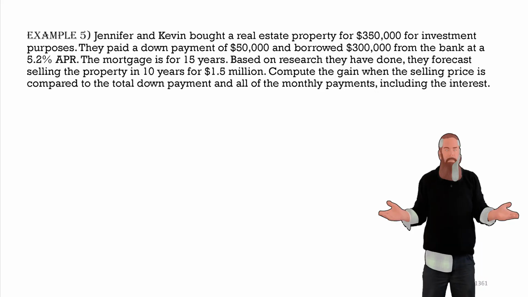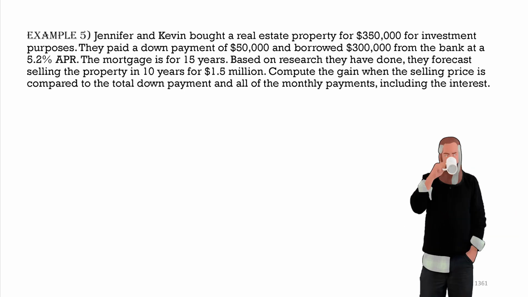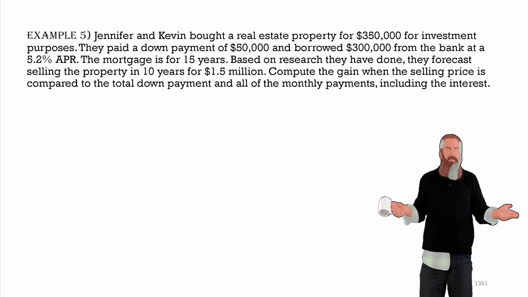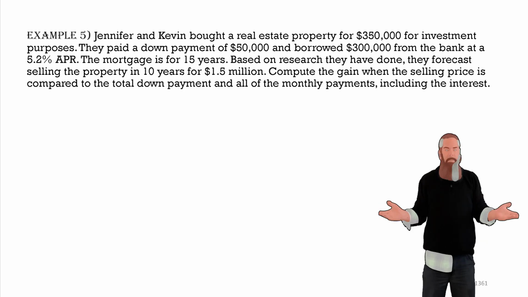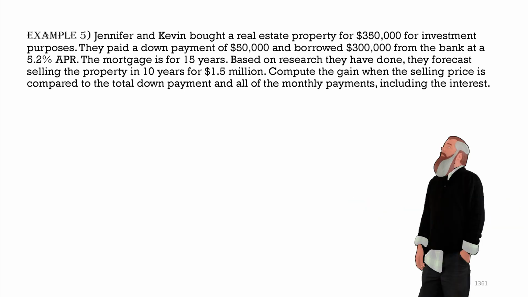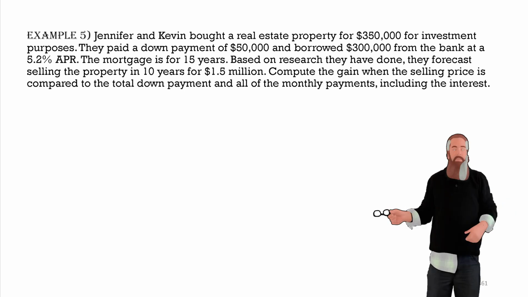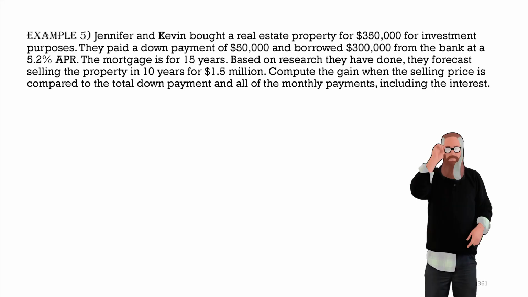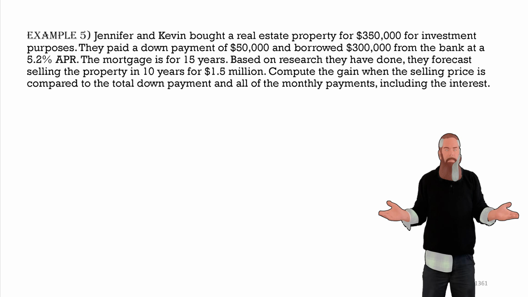Let's take a look at Jennifer and Kevin that bought real estate property for $350,000 for investment purposes. They paid a down payment of $50,000 and borrowed $300,000 from the bank at 5.2% APR. The mortgage is for 15 years. Based on research they have done, they forecast selling the property in 10 years for $1.5 million. Compute the gain when the selling of the property is compared to the total down payment and all of the monthly payments, including interest.